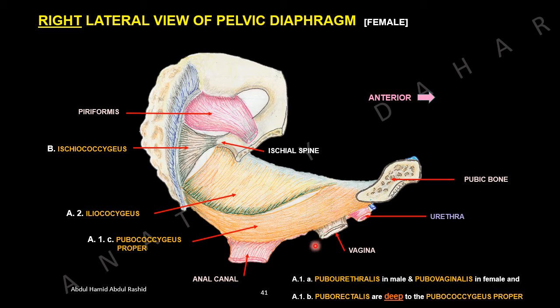Now, where are the two medial muscles from the pubic group? That is A1A, pubourethralis in male and pubovaginalis in female, and the middle one, puborectalis. They are deep to the pubococcygeus proper, so we cannot see them from here.